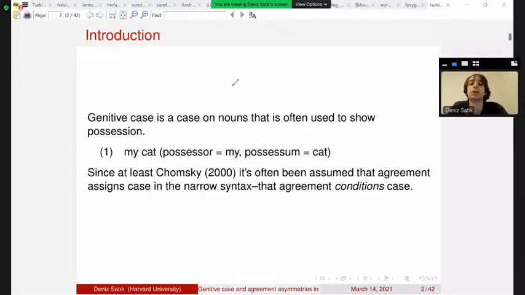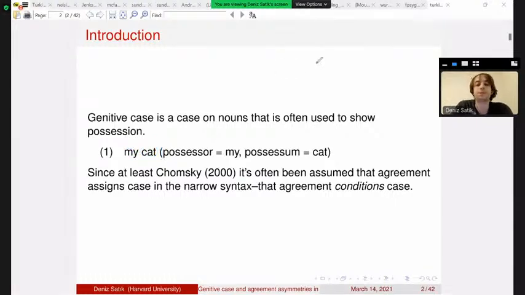shortly. But I want to just point out first that since at least Chomsky 2000, it's often been assumed that agreement is what is assigned case in the narrow syntax. In other words, that agreement conditions case. So whatever agreement is on this guy is going to assign genitive case to this, the possessor, via the operation Agree. And I think that in Turkish, that's the uyuşum.